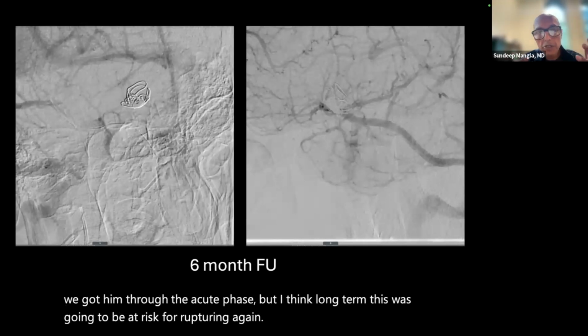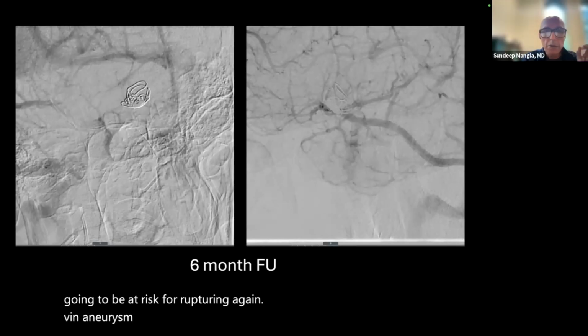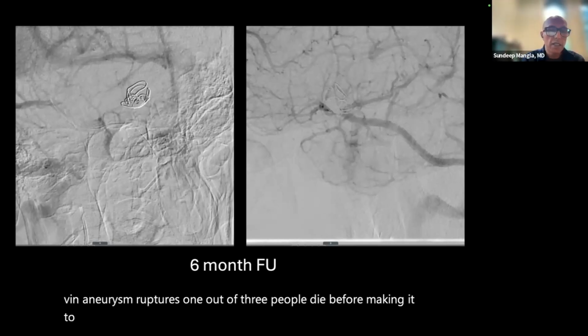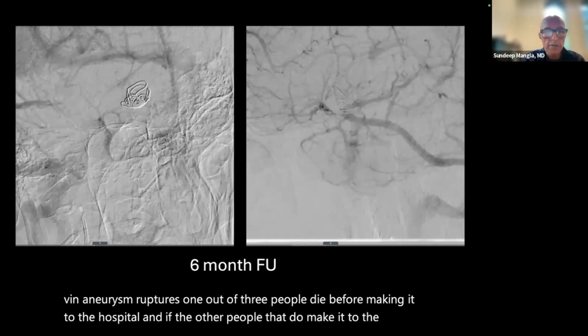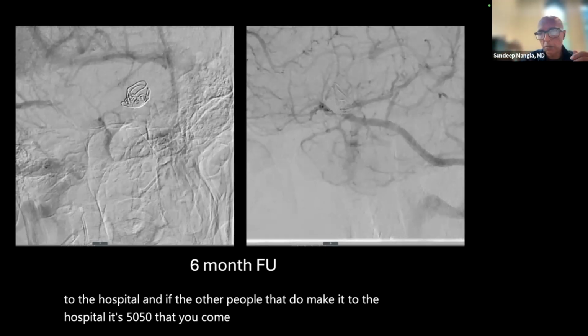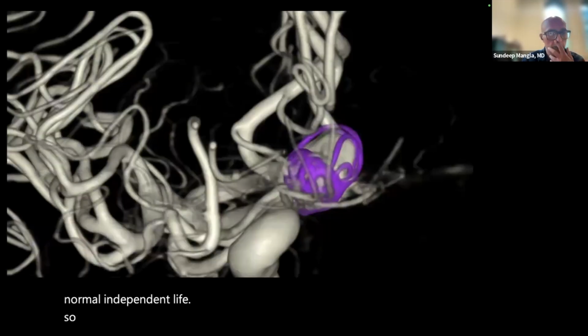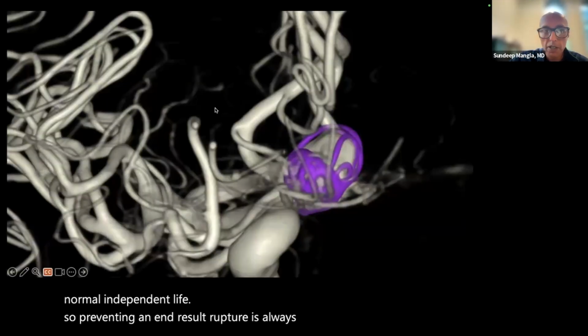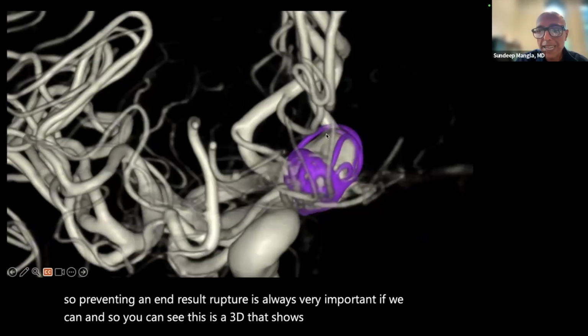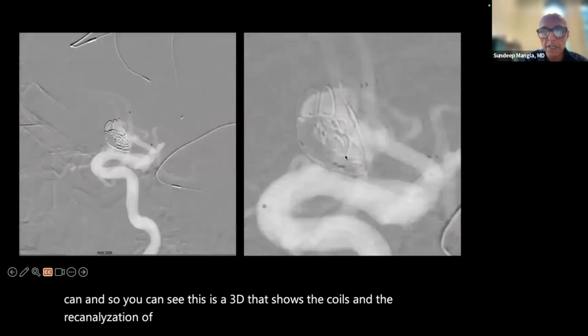If an aneurysm ruptures, 1 out of 3 people die before making it to the hospital. And of the other people that do make it to the hospital, it's 50-50 that you come out functional and back to your normal independent life. So preventing an aneurysm rupture is always very important if we can. And so you can see this is a 3D that shows the coils and the recanalization of that aneurysm.